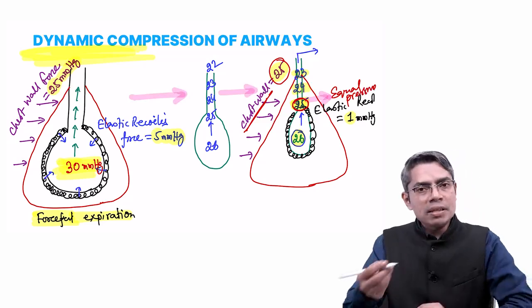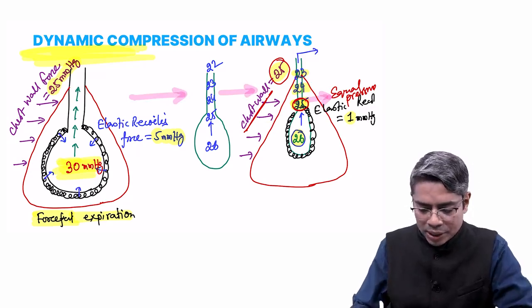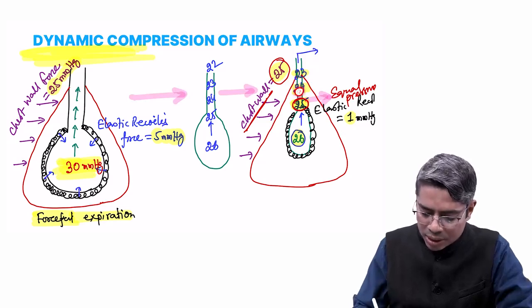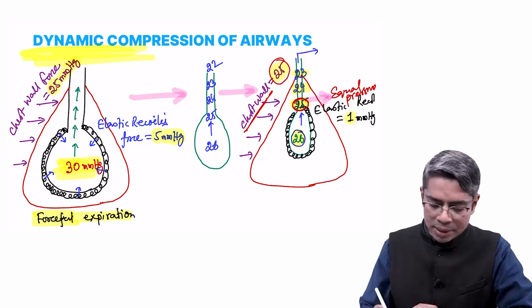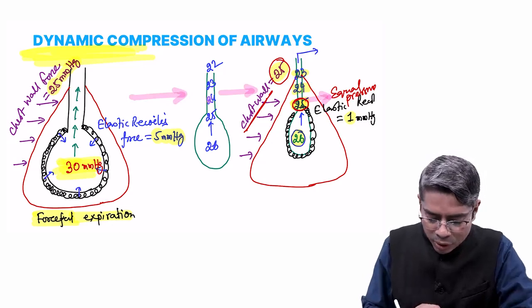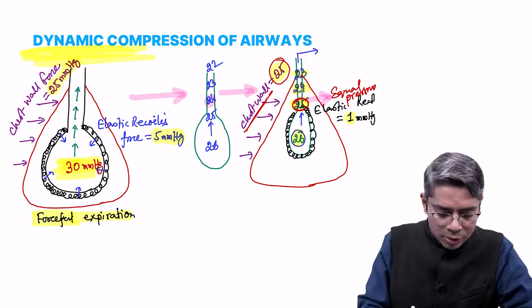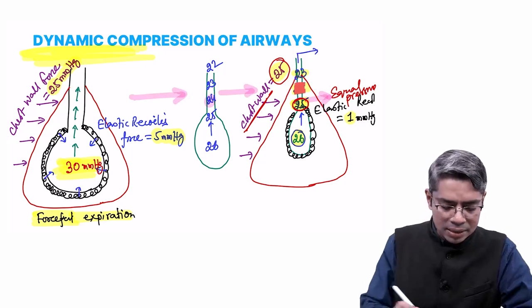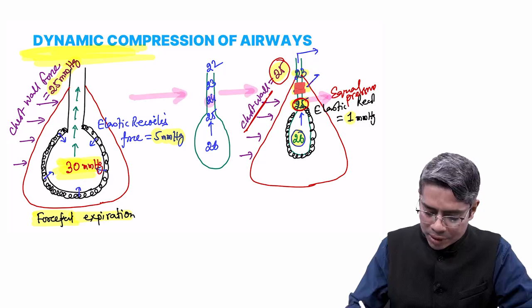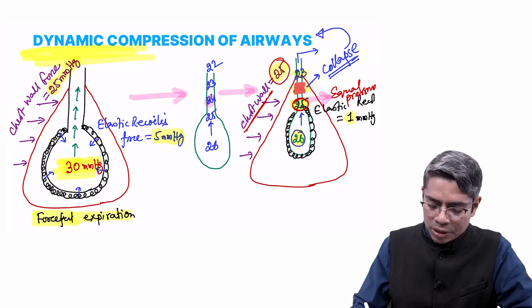Okay. Now, beyond this equal pressure point, what is happening? Beyond this point, the bronchial pressure is lesser than the chest wall pressure. Getting my point? Whenever the intrabronchial pressure is lesser than the outside thoracic wall pressure, there will be collapse of the bronchioles at this area. So there will be collapse here, and this collapse of the bronchioles is known as the dynamic compression of the airways.